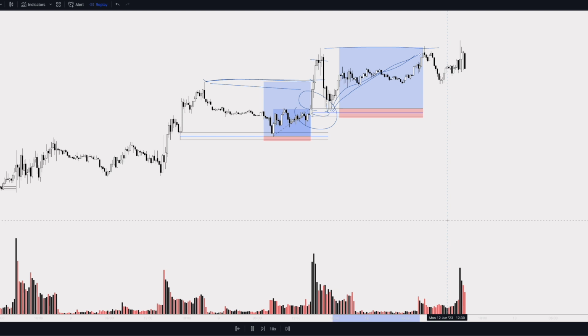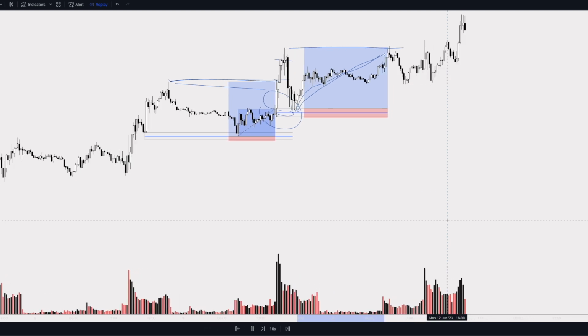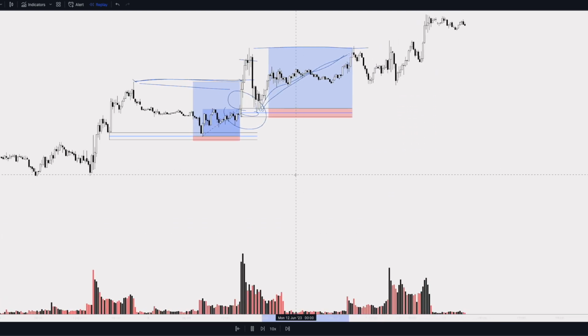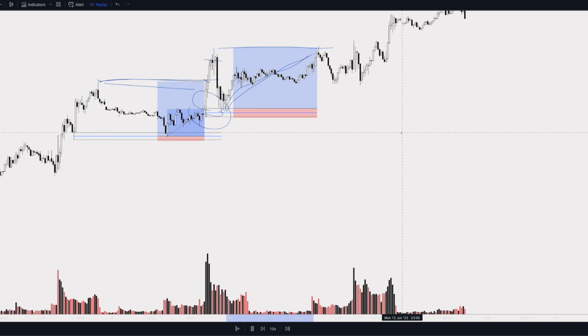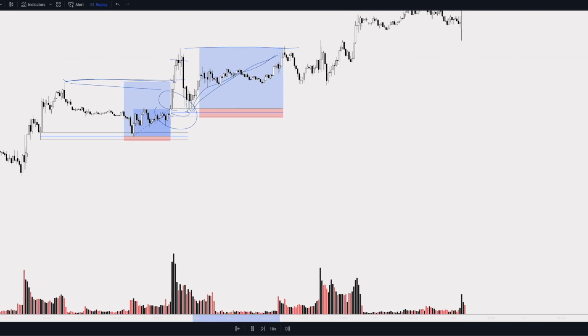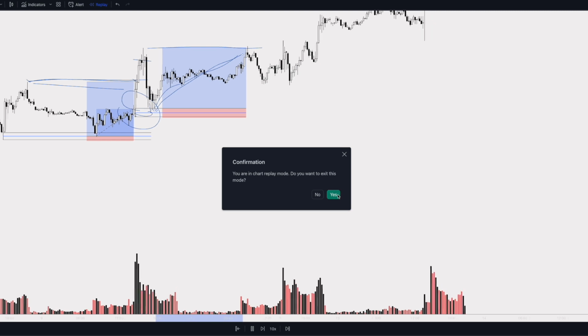And then obviously you could carry on trading it, but I just wanted to show you an example. So if I just close this now.